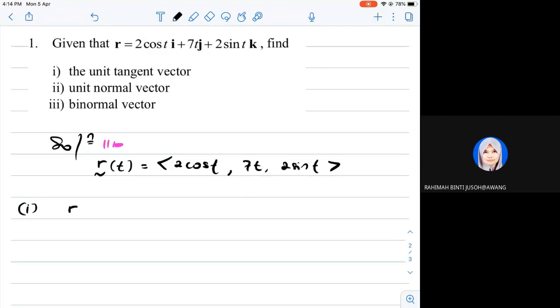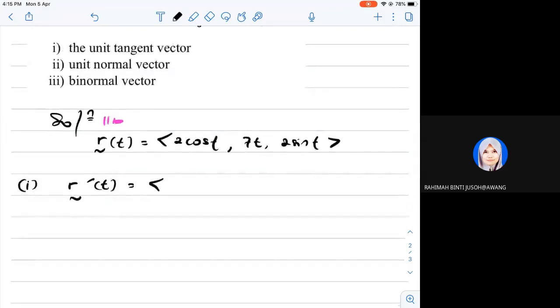So what we should do now is we have to differentiate. Differentiate 2 cos t, we will get what? Negative 2 sin t. Okay, very good. Well done. Differentiate 7t, we will get 7, right? Differentiate 2 sin t, we will get 2 cos t, yes, very good. Okay, so after that we need to find the magnitude of r prime t.